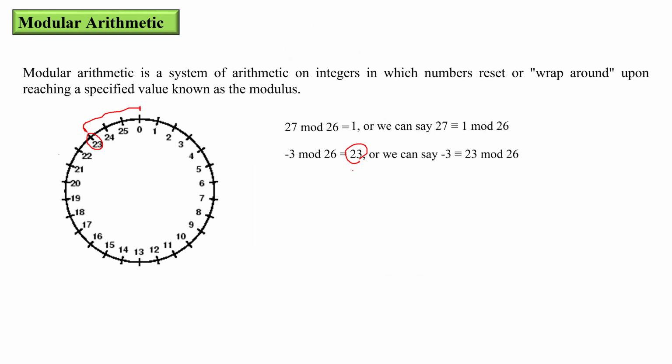So other than turning around the circle, we can compute mod with other methods. For instance, to compute 27 mod 26, you just compute 27 minus 26, and this equals 1, right? Or to compute minus 3 mod 26, you compute minus 3 plus 26, which equals 23.